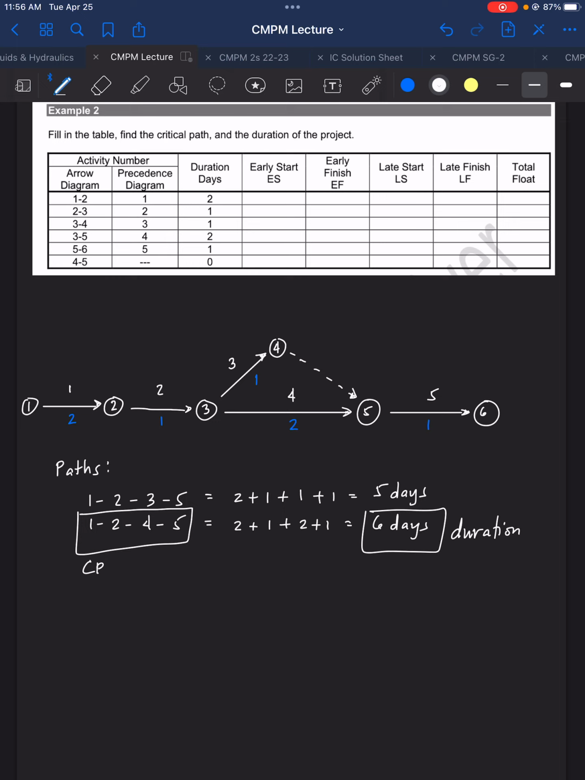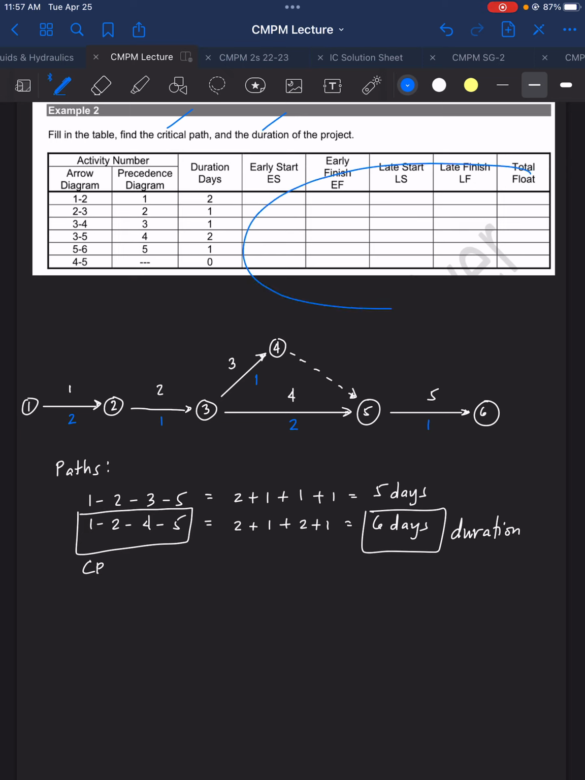Take note that when you're looking for a float, you need to focus on whether the parallel activity is along the critical path. We found that this activity is parallel with this activity, and since this is your critical path, you're able to see that this is your float. So we were able to find the critical path and the duration of the project.